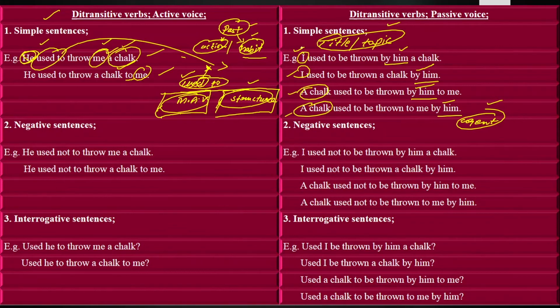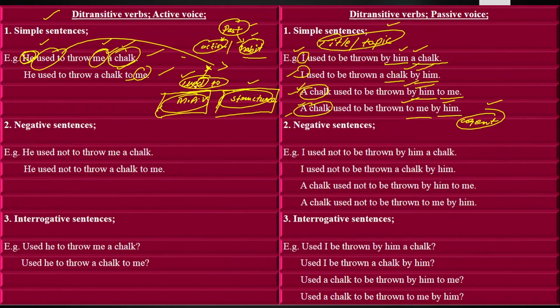When you bring the indirect object in the place of subject, you make it I in the first and second sentence. So keep in your mind, by him comes at the beginning, a chalk at the end; a chalk at the beginning, by him at the end. When in the third and fourth sentence you bring chalk in the place of subject, by him comes at the beginning, to me at the end; to me at the beginning, by him at the end. Sentences will be as follows: I used to be thrown by him chalk. I used to be thrown chalk by him. A chalk used to be thrown by him to me. A chalk used to be thrown to me by him. These are the four ways to change them into passive voice.